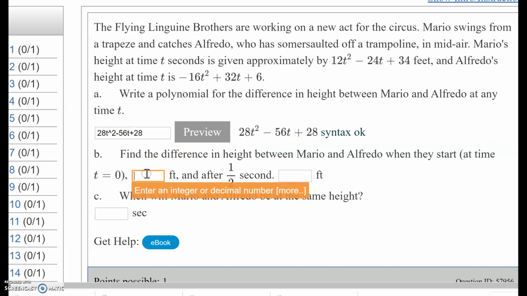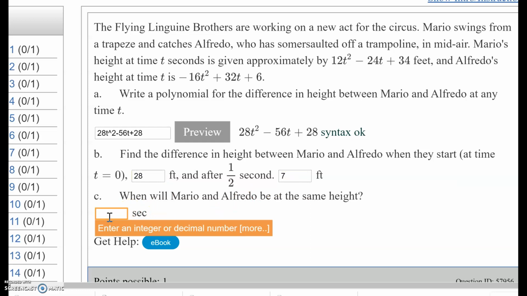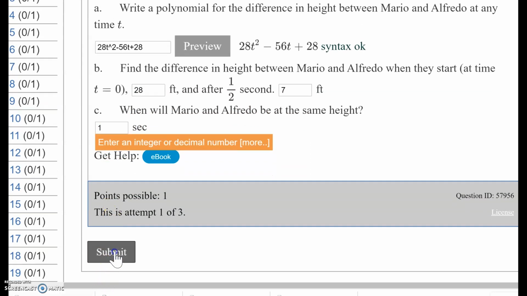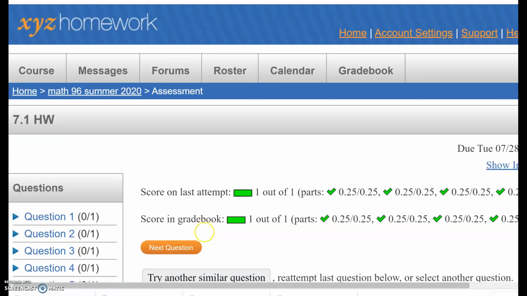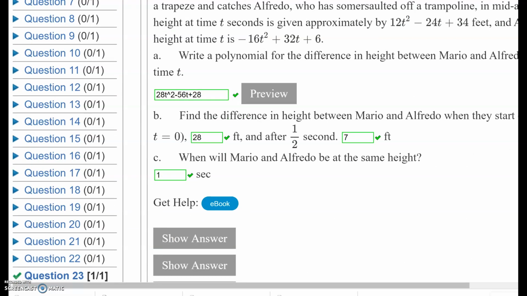At time 0, they were 28 feet apart. Half a second later, they were 7 feet apart. And then they will be at the same height 1 second later. All right, let's click submit. Let's make sure everything works. Yep, everything turned green. It all is correct. And that's it.